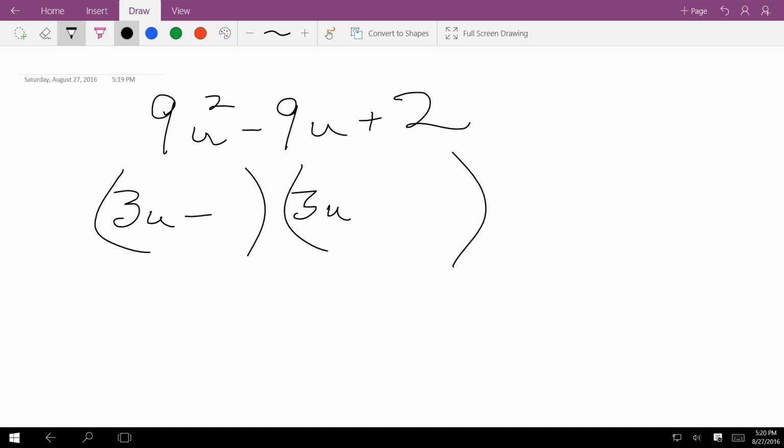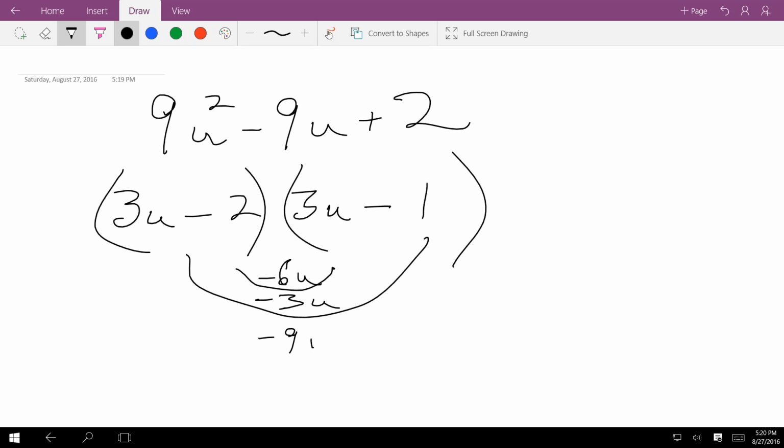Correct. Now I've got to put a 2 there and a 1 there, and it doesn't matter if I put the 1 here and the 2 there, it's going to give me the same thing. Is that correct? Yes, because that's minus 6u, that's minus 3u, that gives me minus 9u.